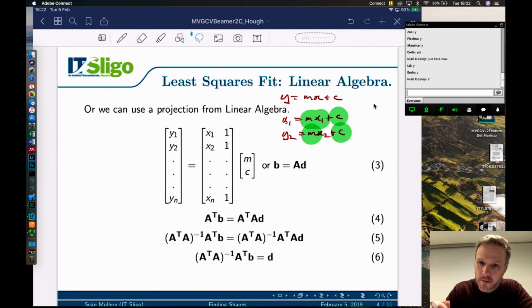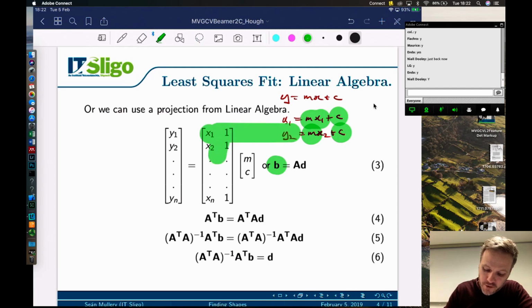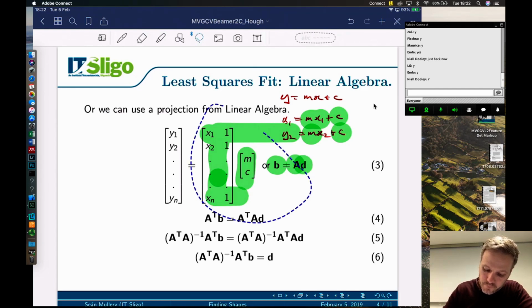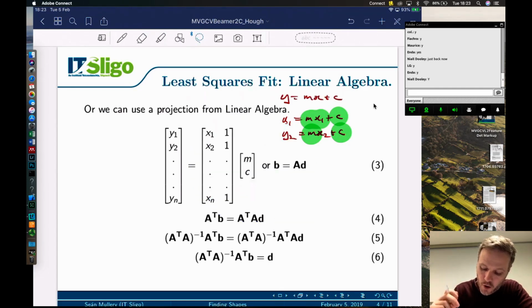Okay, and we can call this entire vector here B. We can call this matrix here A, and we can call this vector here D. Now, what we do in this particular case is we've got B is equal to AD.